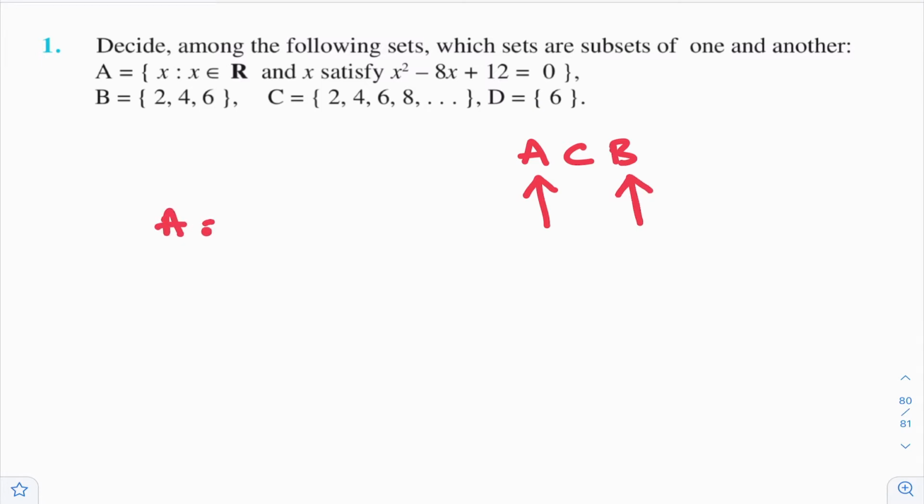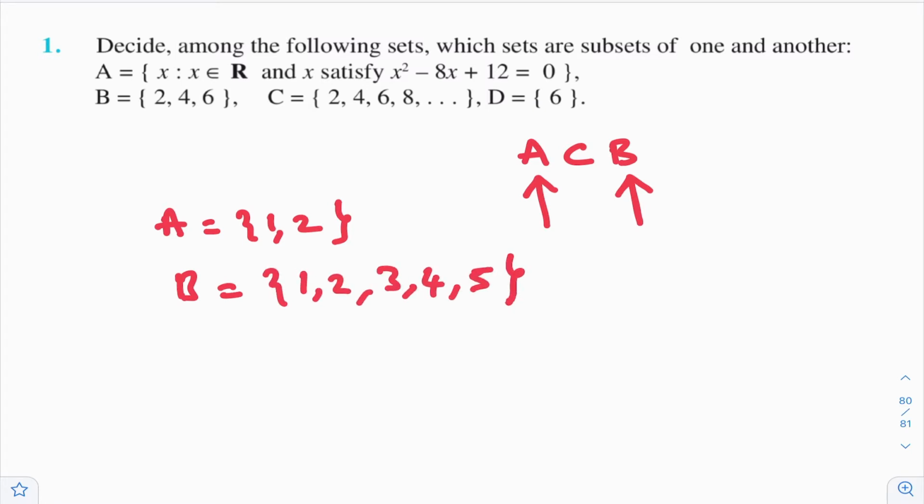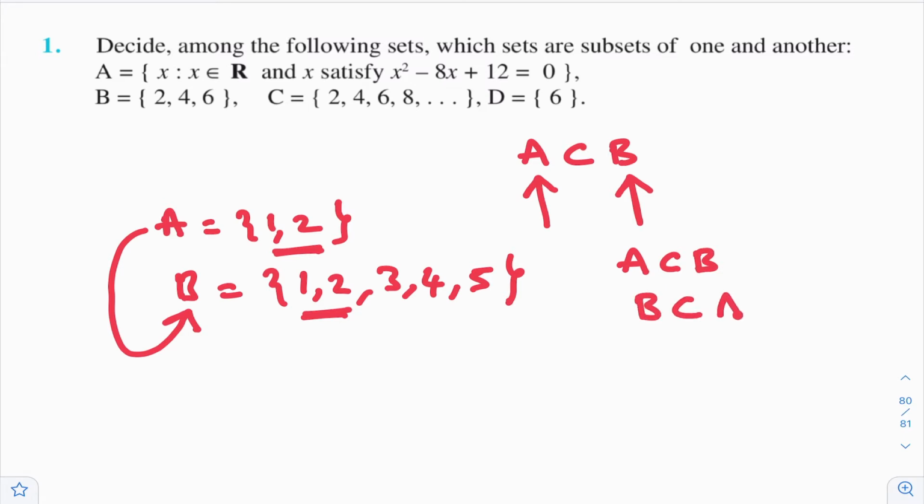For example, if I take A equal to {1, 2} and if I take B equal to {1, 2, 3, 4, 5}. Now you observe, all the elements present in set A are present in set B. You see 1, 2 are present in A, and 1, 2 are present in B also. So, in this example, A is a subset of B. At the same time, is B a subset of A? When we say B is a subset of A, all the elements present in B must be present in A.